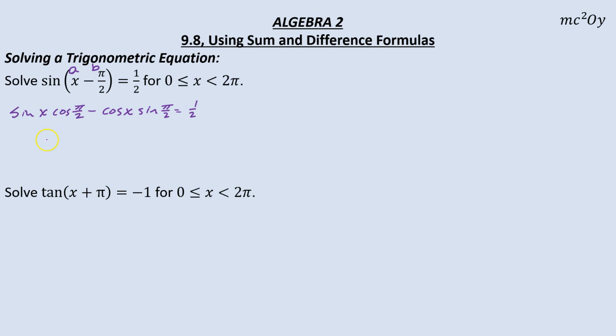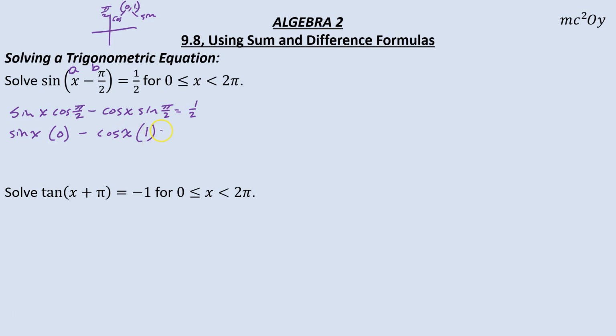All right, and then from there, remember cosine of pi over 2, we just dealt with that. That is 0, so we get sine x times 0 minus cos x, and sine pi over 2 is 1. So remember, when I say pi over 2, I'm just thinking of the coordinate at pi over 2, right? So the coordinate there is 0, 1. This is cosine, and this is sine, right? So cosine of pi over 2 is 0, sine of pi over 2 is 1.